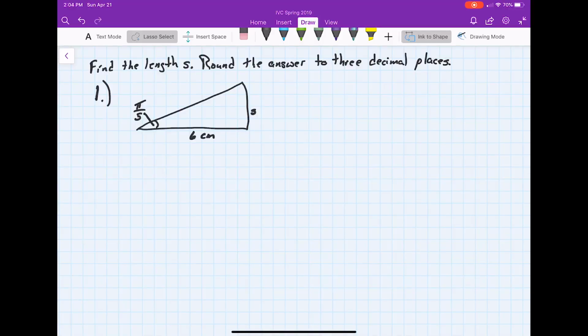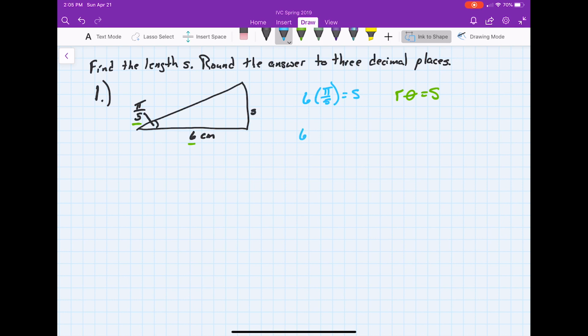In this problem, we need to find the length of s, rounding the answer to 3 decimal places. We have to recall our formula for this, which is radius times theta is equal to s, or the arc length. Our radius is 6 centimeters, and our theta is pi over 5. This problem's pretty easy. We just have to plug and chug. So 6 times pi over 5 is going to give us our s, the length of the arc.